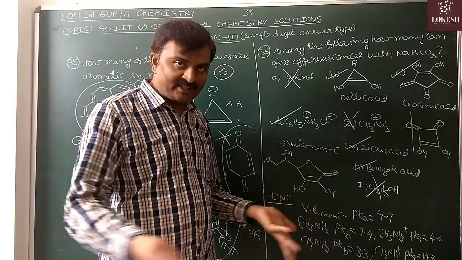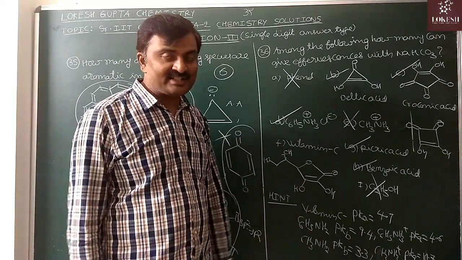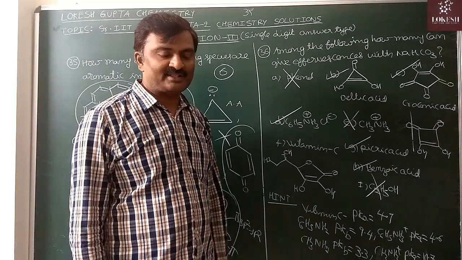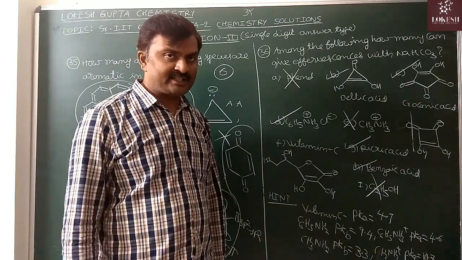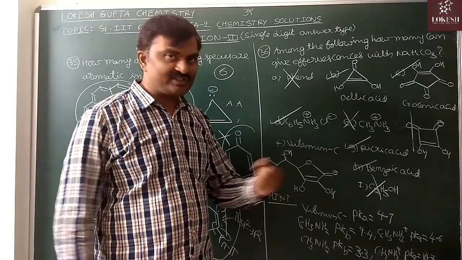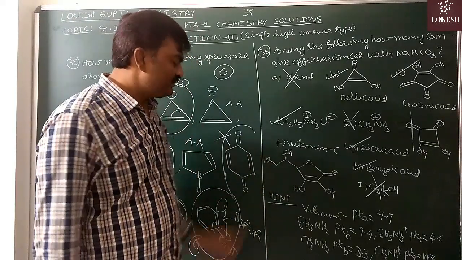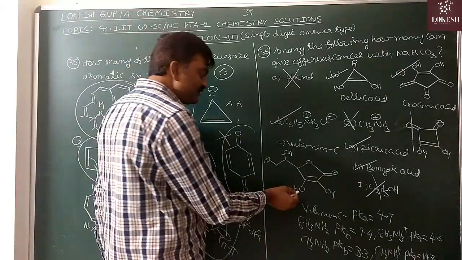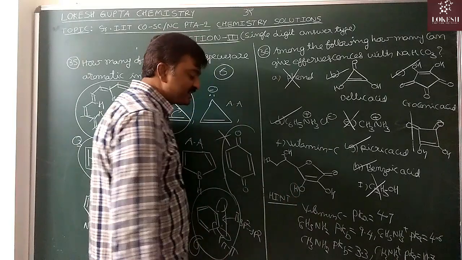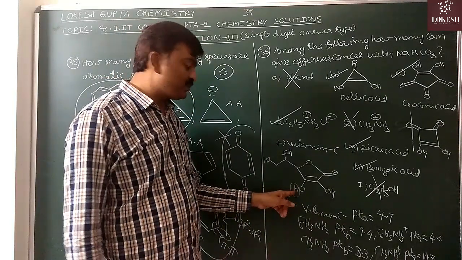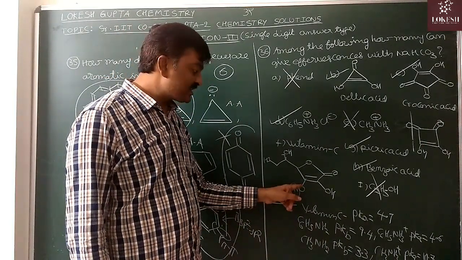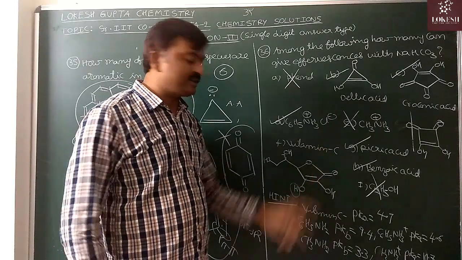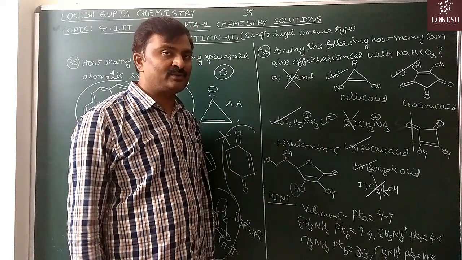Vitamin C. At present, everybody is using vitamin C tablets. It is also available in citrus fruits. It will improve the immune system. Now in this vitamin C also, this hydrogen is more acidic. Why? If it loses a proton H plus, its conjugate base is stabilized by resonance with the C double bond O.